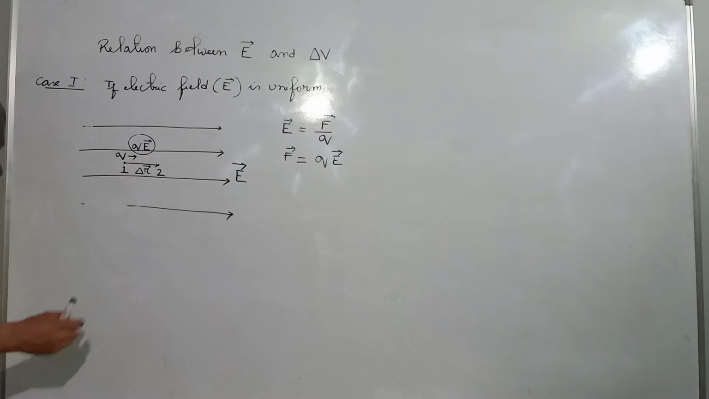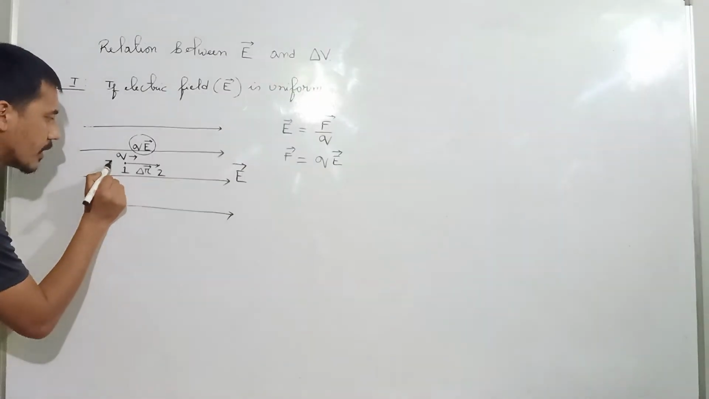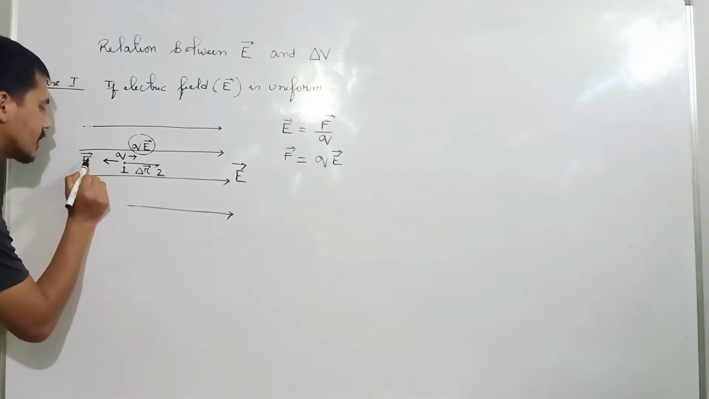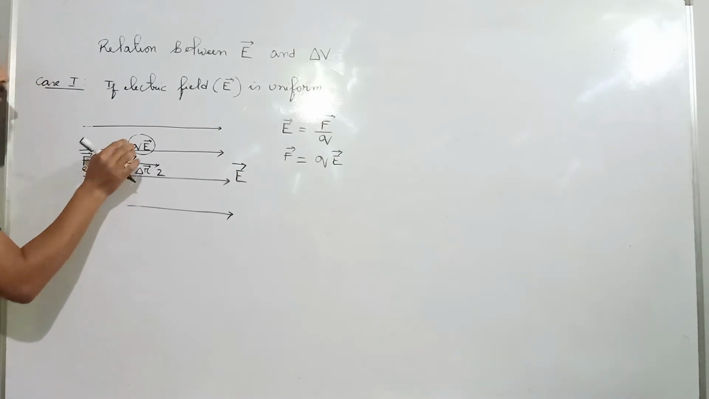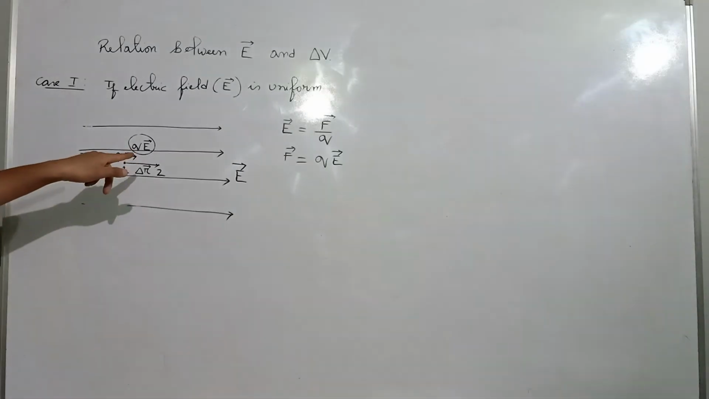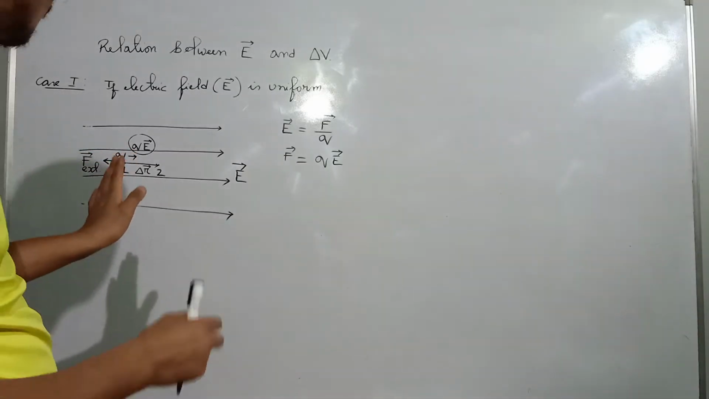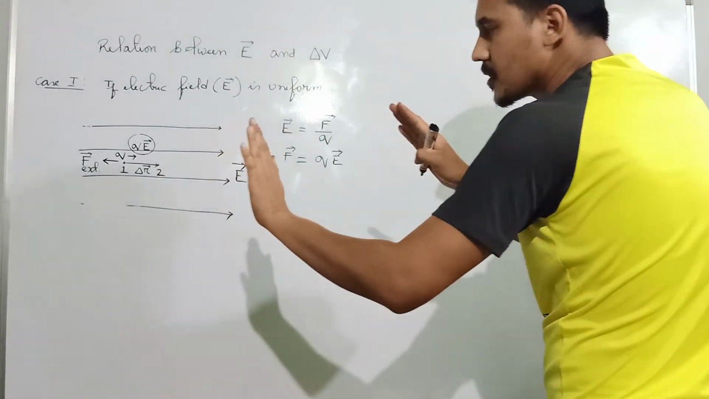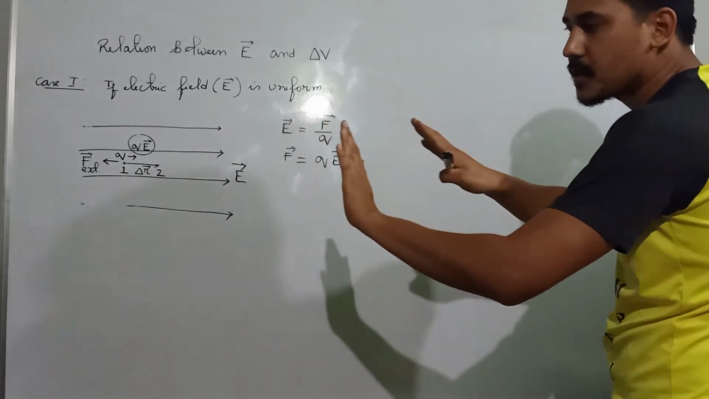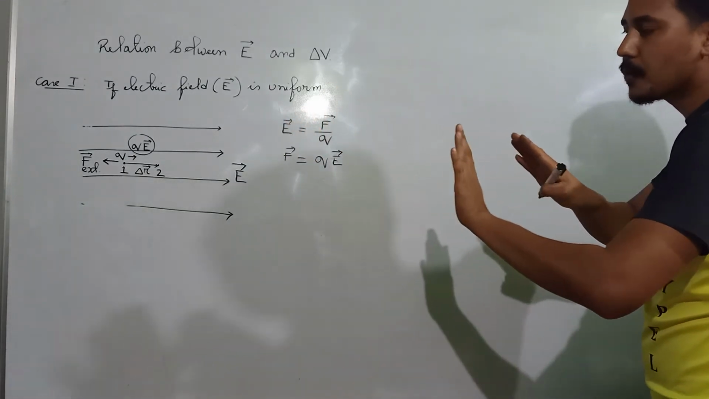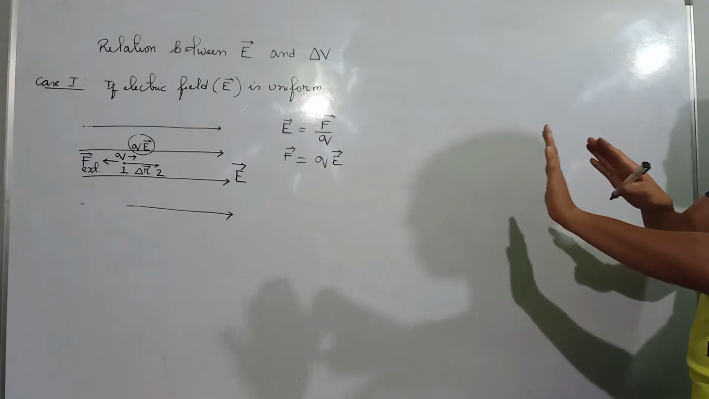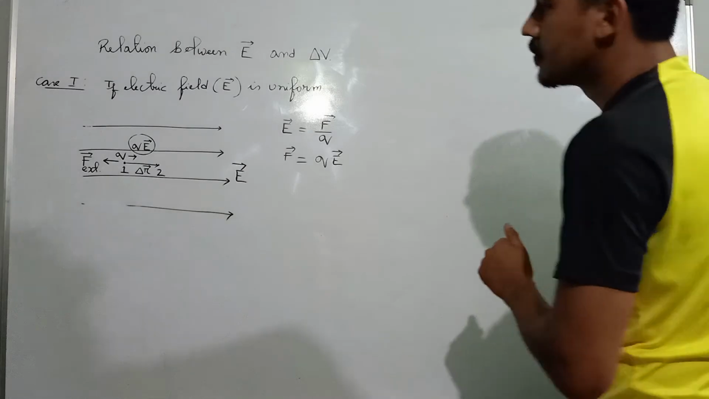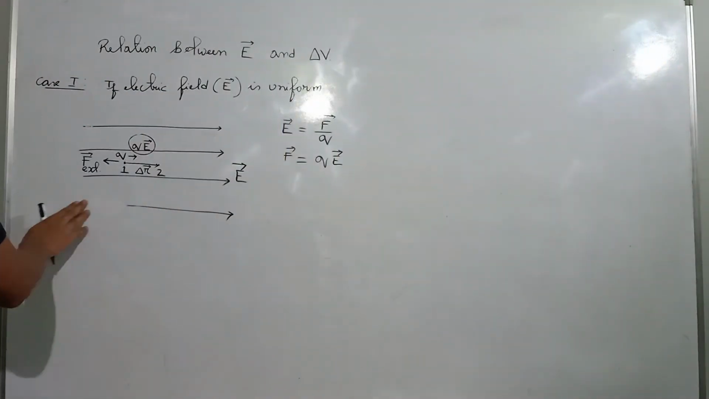So what do I have to do? I have to apply an external force, which is equal and opposite to this force, so that without any change in kinetic energy, I can apply an external force equal and opposite to that force QE. Only then, without producing any change in kinetic energy of the charge, I can take it to the point 2. Alright? Are you clear about this?